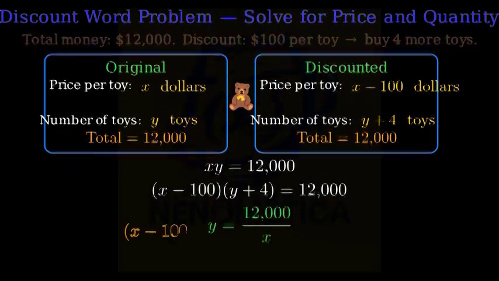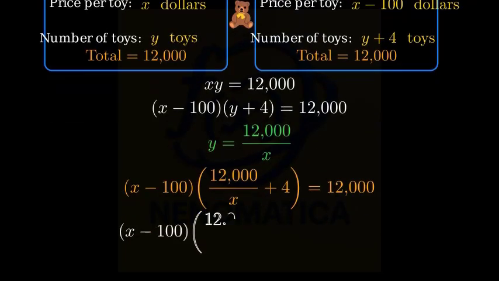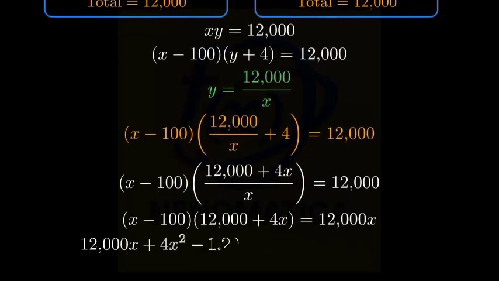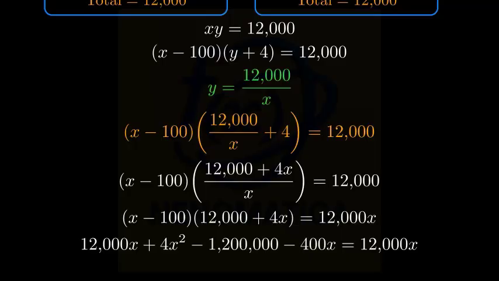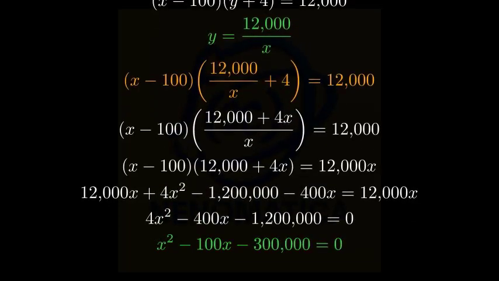First, solve the first equation for y. That gives y equals 12,000 over x. Now substitute that into the second equation. Combine the terms inside the parentheses, then multiply both sides by x to clear the denominator. Next, expand and simplify. Subtract 12,000x from both sides, gather like terms, and then divide by 4 to simplify. We obtain a clean quadratic equation.